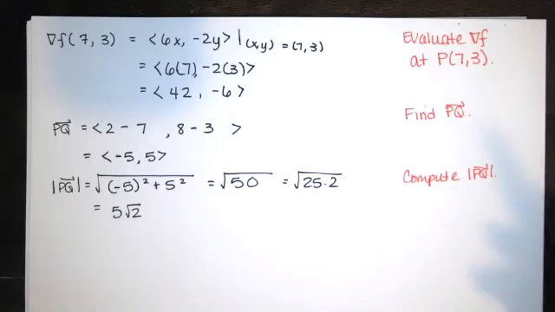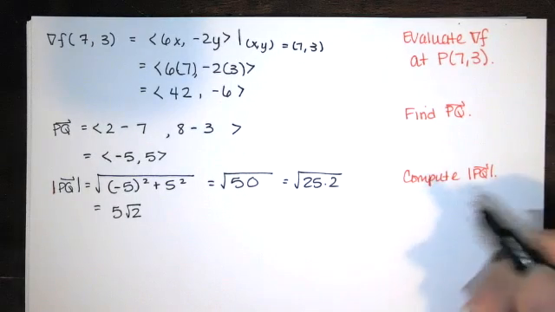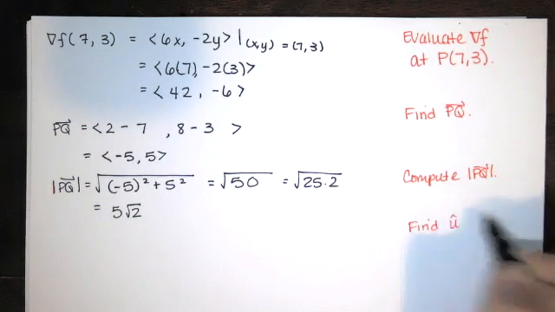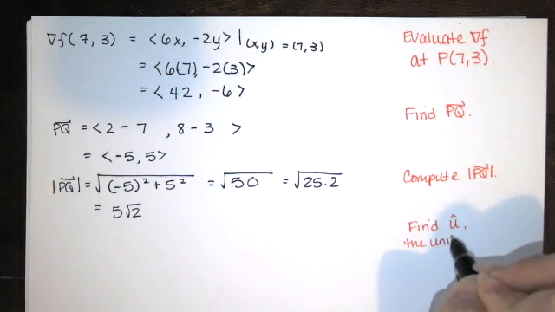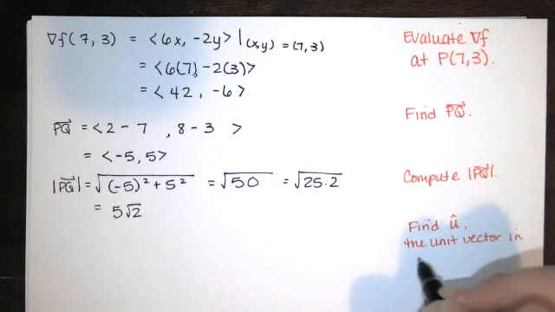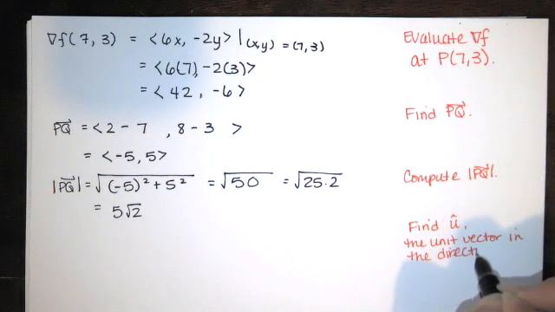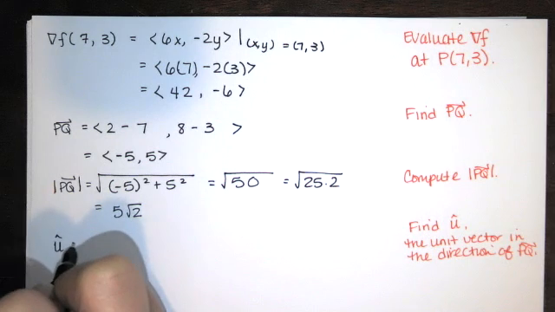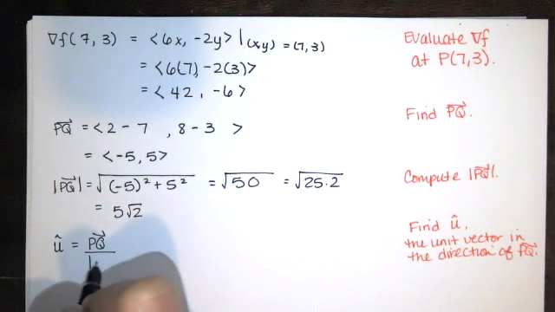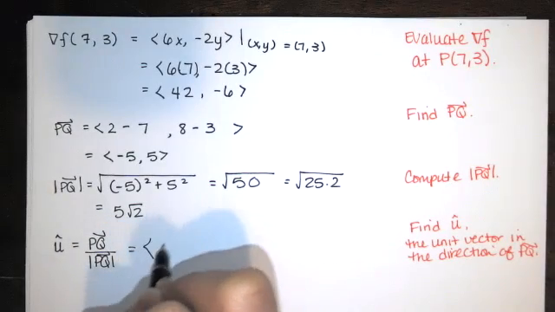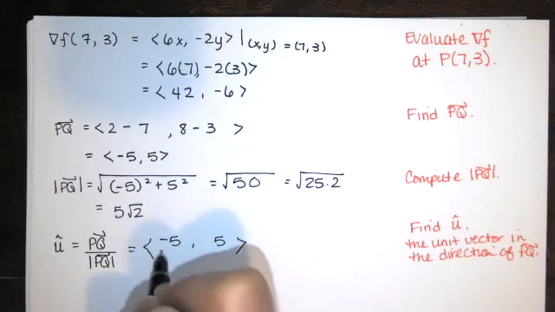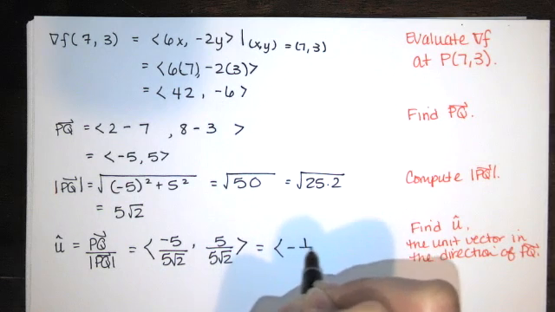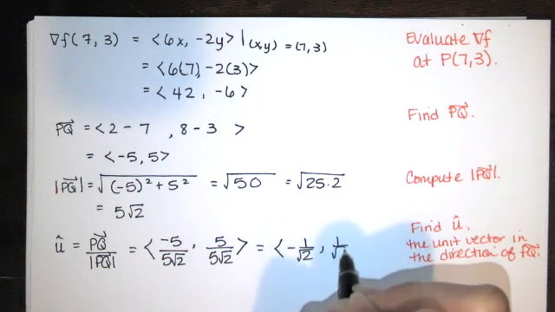Okay, so now we've got a vector, we have its length, or magnitude. In this case, it's the same thing. And then we want to use that to find the unit vector in the direction of PQ. So you just take PQ and you divide by its magnitude. So you've got a vector with components 5 and -5, and you're dividing each of those by 5 times the square root of 2. And then the 5's reduce. You end up with this.